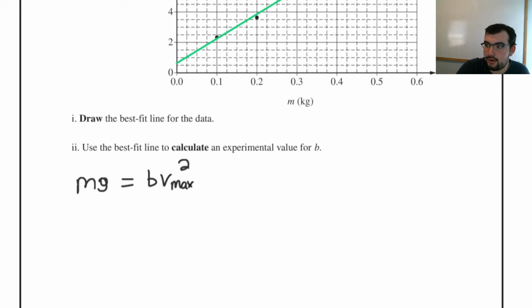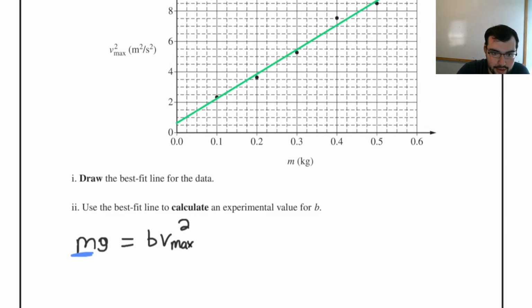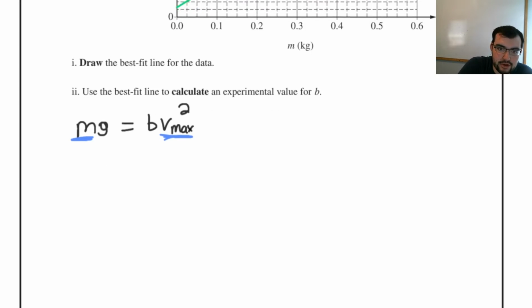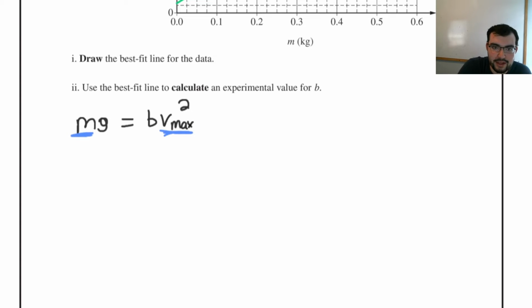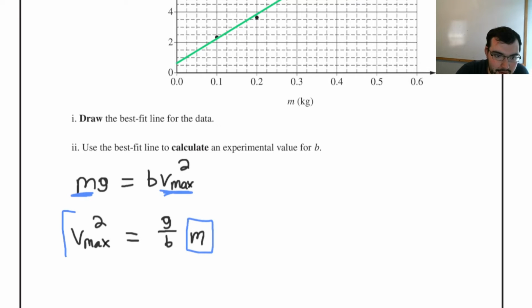So now we just got to identify what our variables are. They're changing m, and they're changing Vmax squared. Well, Vmax is being changed by that. So those are our two variables. So that means we just got to rearrange this into the form y equals mx plus b. So we can solve and get Vmax squared is equal to g divided by b times m. And now we can draw ourselves our little boxes that tell us what to graph.